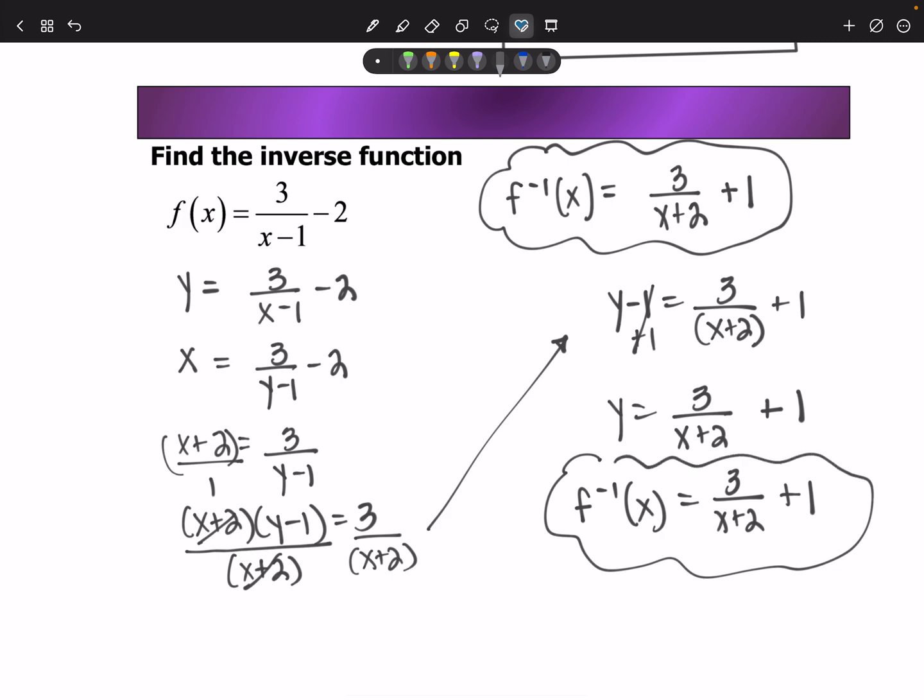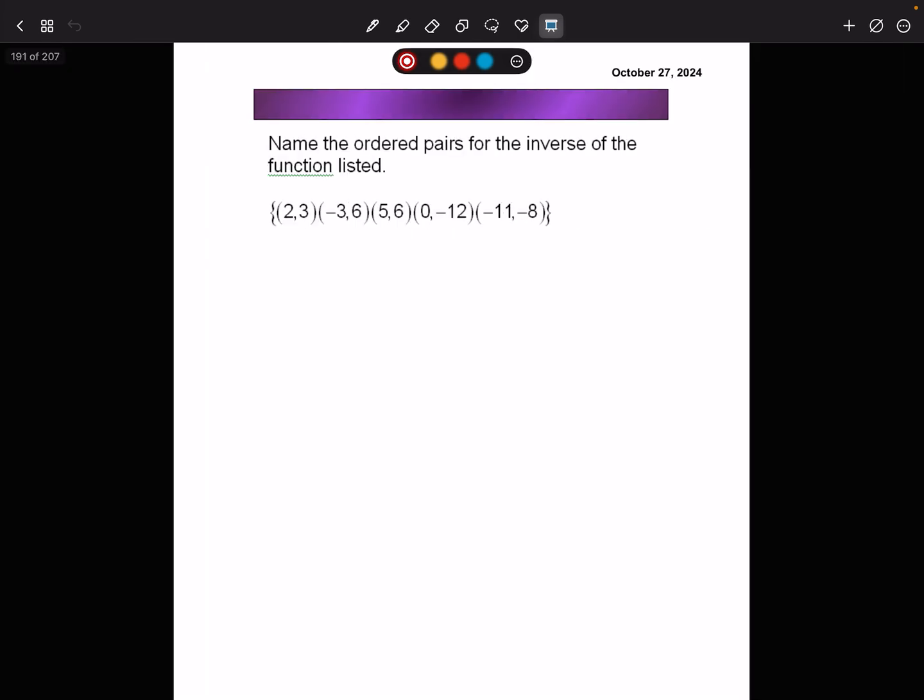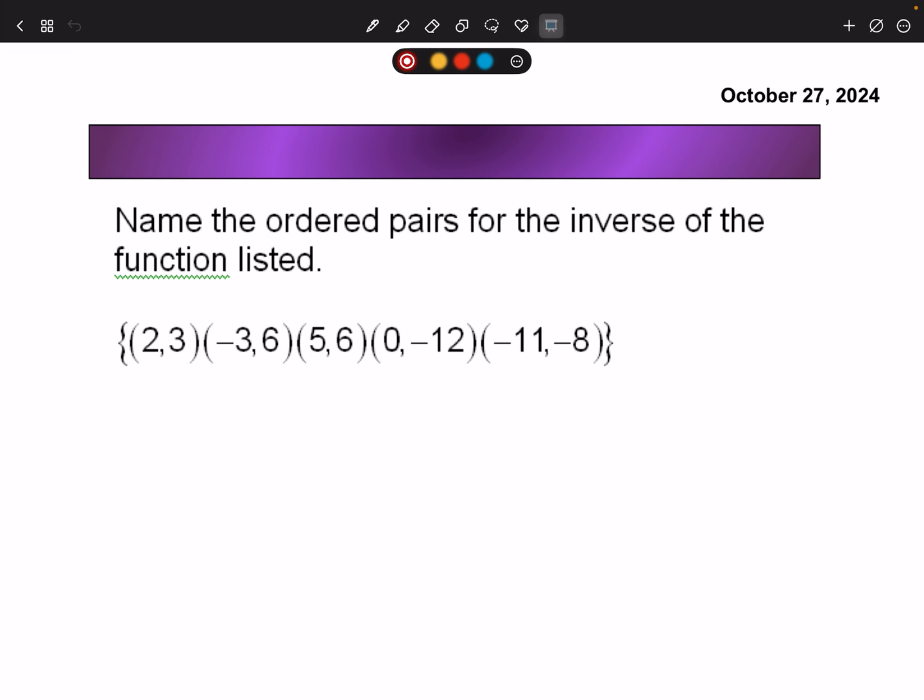Now, in every single problem, we flipped the x's and the y's. So my question to you is, if these ordered pairs, (2, 3), (negative 3, 6), (5, 6), (0, negative 12), and (negative 11, negative 8), are ordered pairs on a function, what would the ordered pairs be for the inverse? What would the inverse ordered pairs be? So instead of (2, 3), I don't want to reveal it until you think about it and give it a shot.